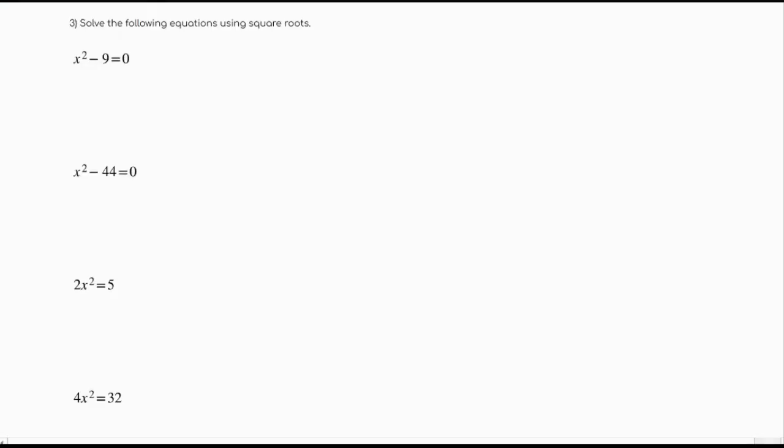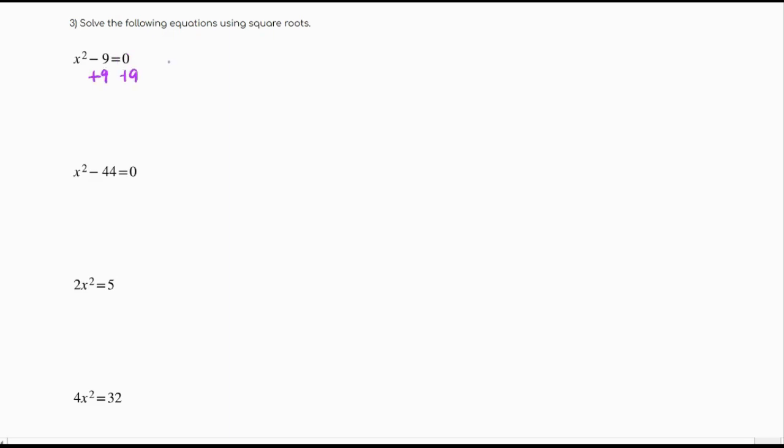You're asked to solve the following equations using square roots. So in this one here, remember the process is a little bit different than factoring. We don't want to solve for zero. We don't want it equal to zero. We want just the x squared by itself.